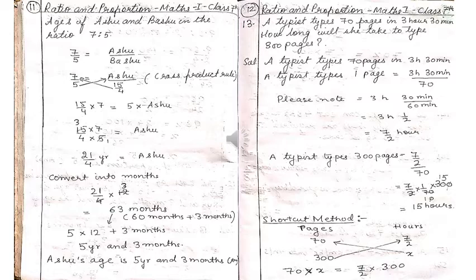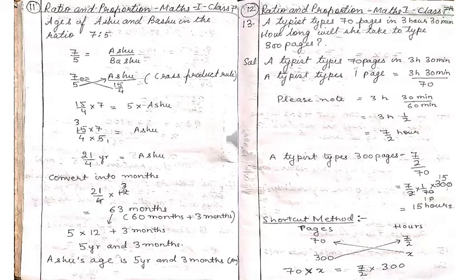Then change it into a mixed fraction, which I have already done just below. You can check it: 3 hours 30 minutes, where the 30 minutes is changed into an hour, so it will be half. And then the fraction will be 7 upon 2. Now a typist types one page in 7 upon 2 upon 70. Clear? Now a typist types 300 pages, so 7 upon 2 upon 70 into 300, as the calculation is in front of you.